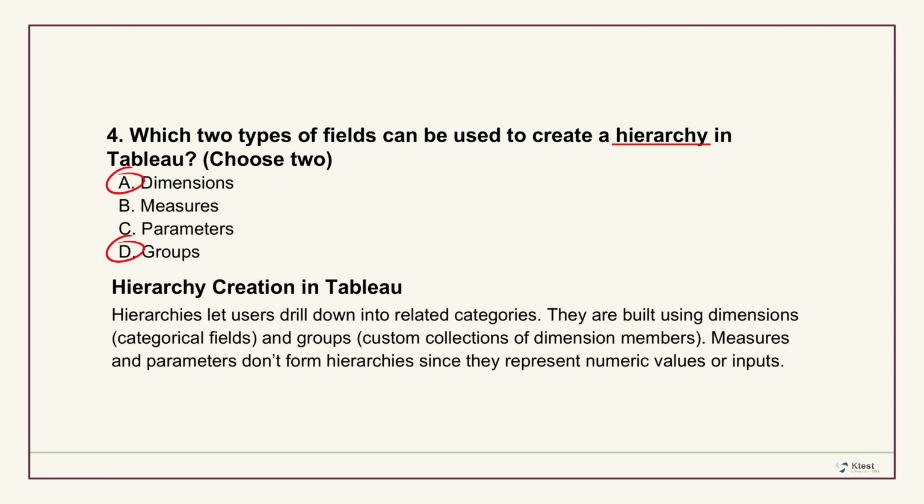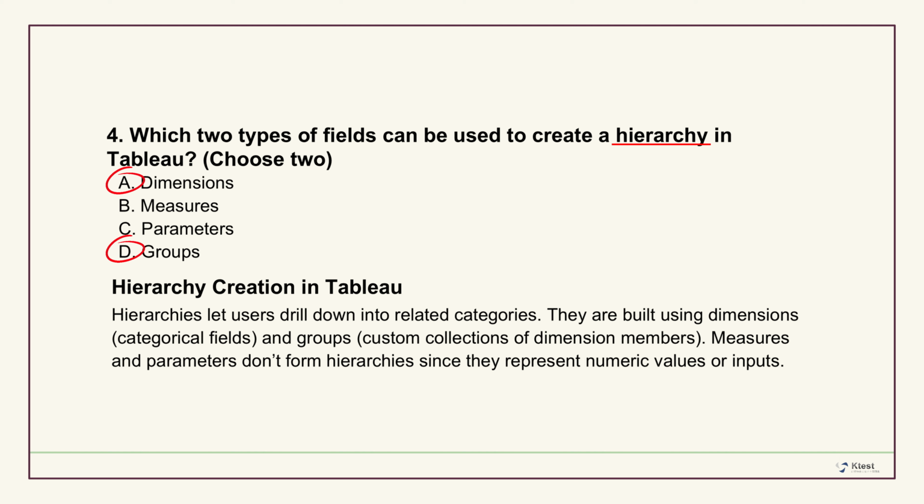Okay. And groups? Groups are basically custom collections you create from dimension members. Like you could group certain states together into a West Coast group, for example. And why not measures or parameters, can't use those? No, not for hierarchies. Measures are your numbers: sales, profit, quantity, things you aggregate. They don't represent levels you drill through.